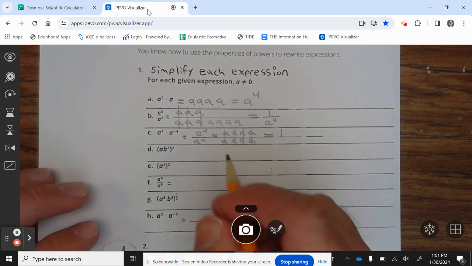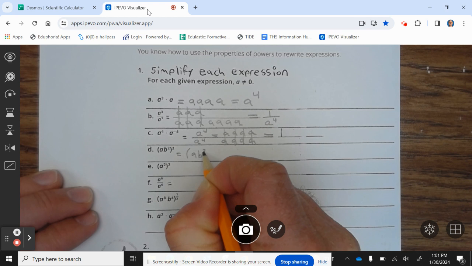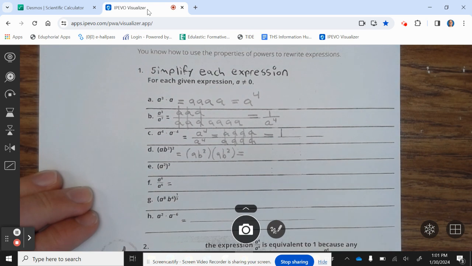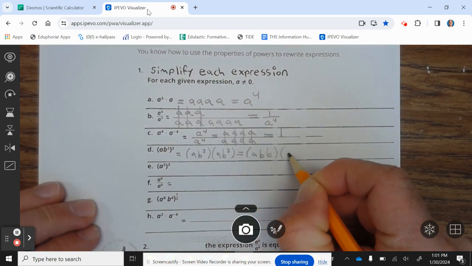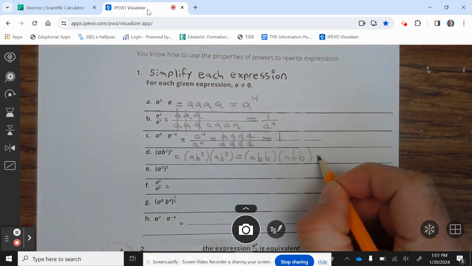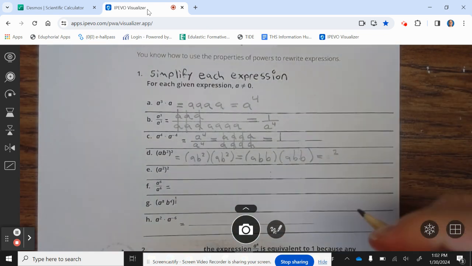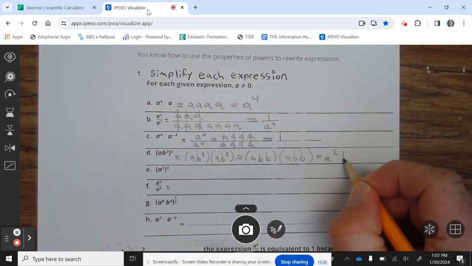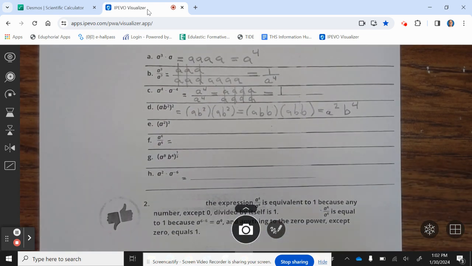Okay, d. ab squared is ab squared times ab squared, which is equal to a times b times a times b. So we have 2 a's, so that's a squared, and then we have 1, 2, 3, 4, so it's b to the 4th. Let's take a look at e.